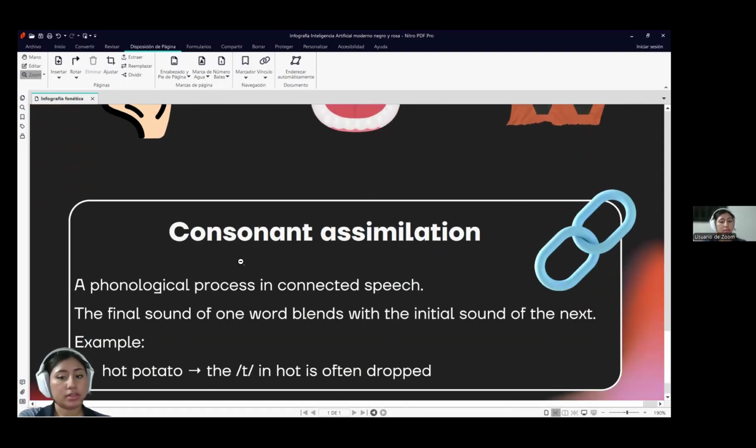And finally, we have the consonant assimilation. Even though we are not going to see this particularly in this lesson, let's see what it is about. Consonant assimilation is a phonological process in connected speech. The final sound of one word blends with the initial sound of the next. For example, hot potato. The T in hot is often dropped. Hot potato. Repeat: hot potato. Excellent.